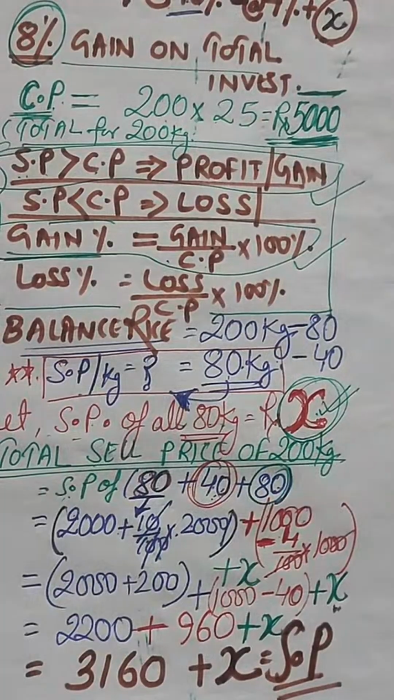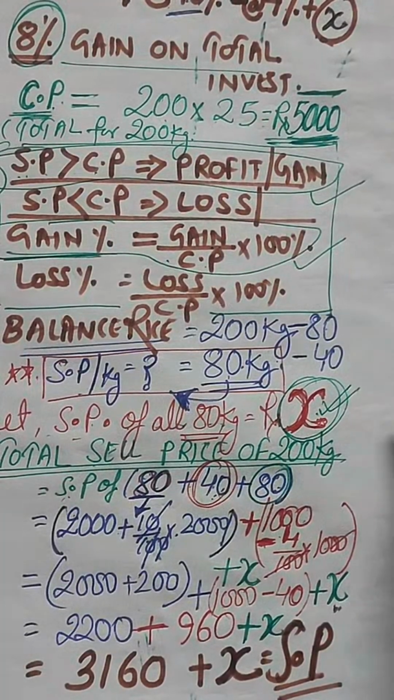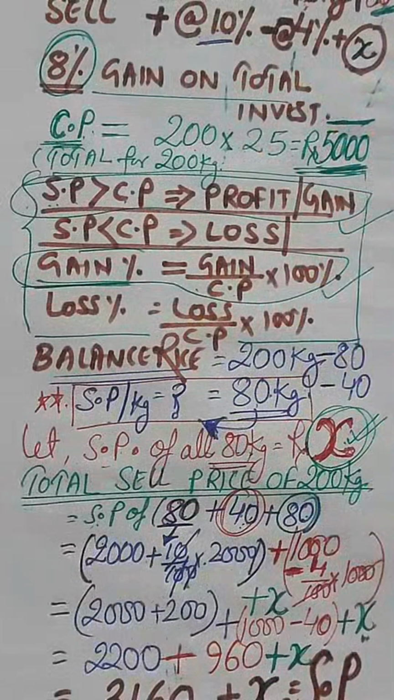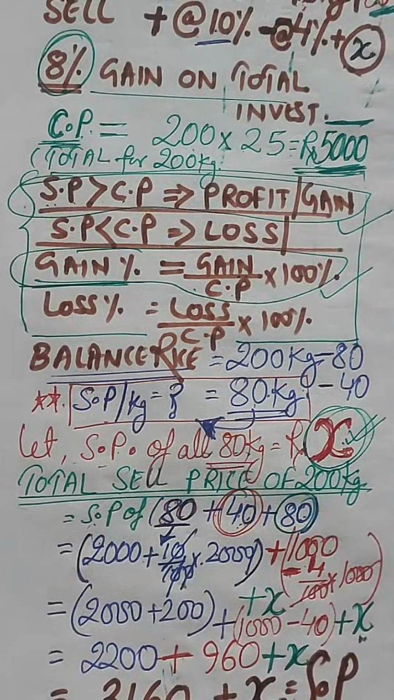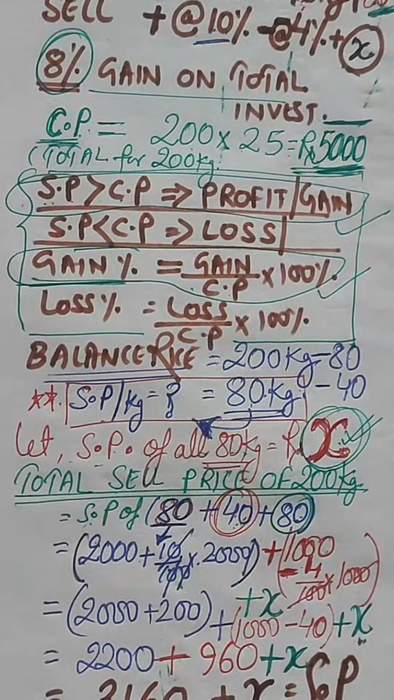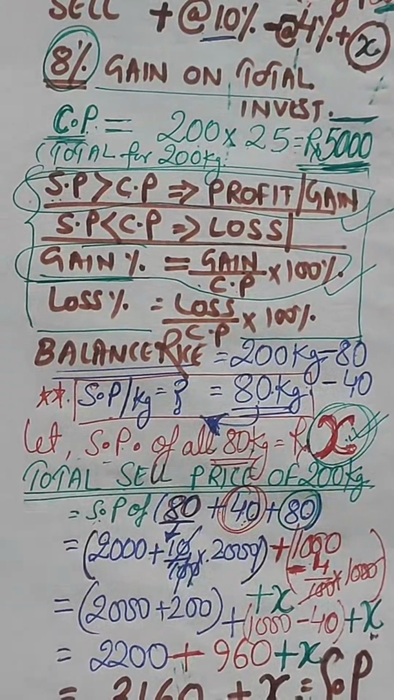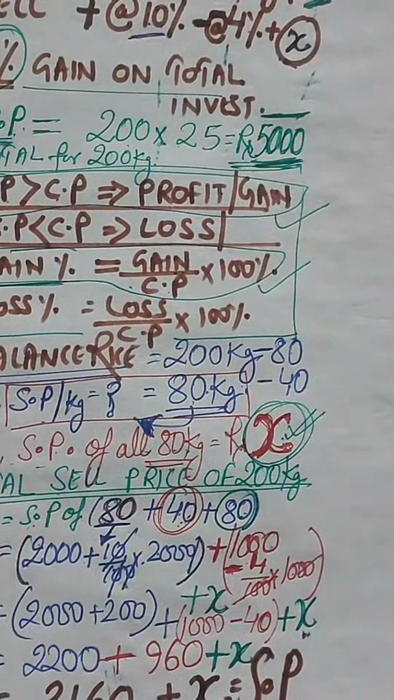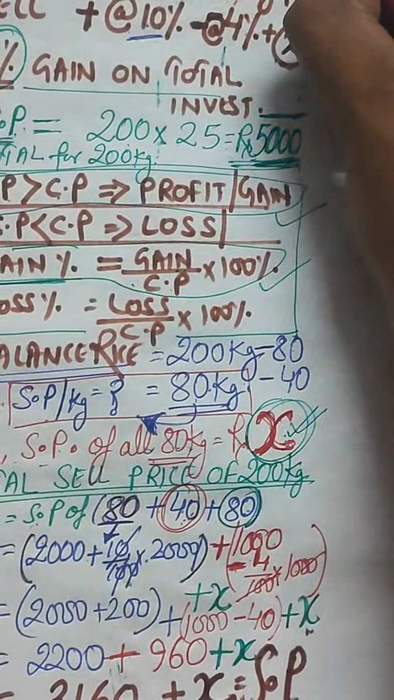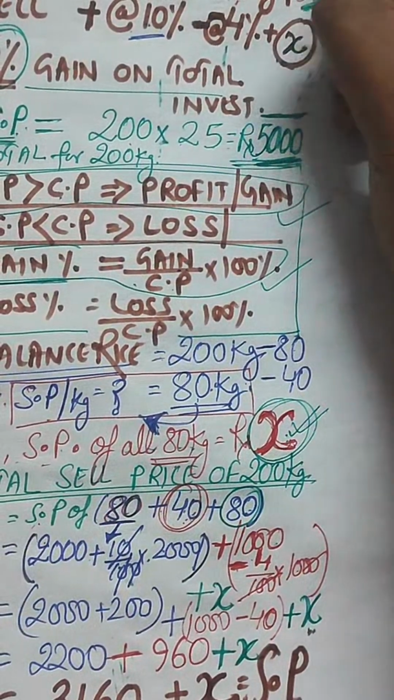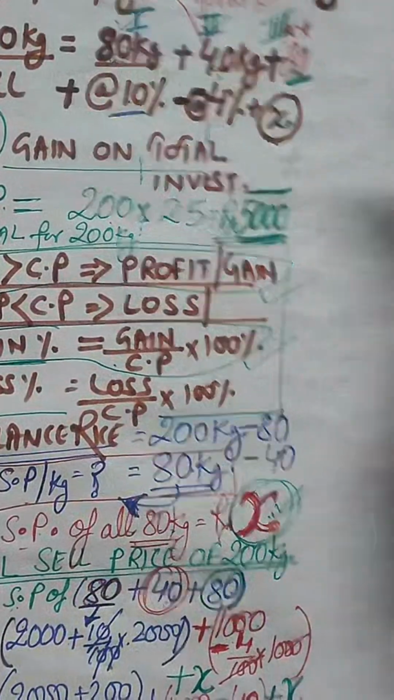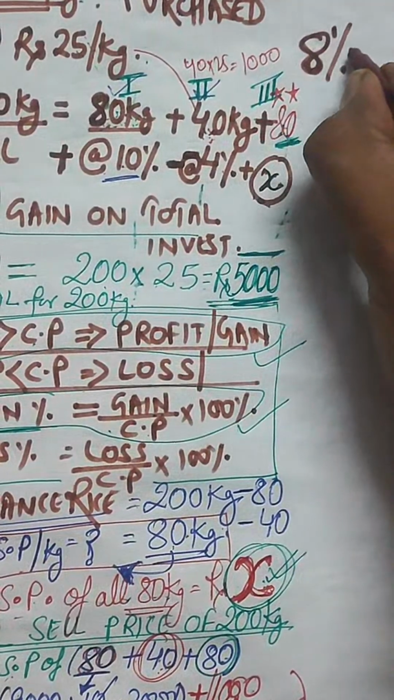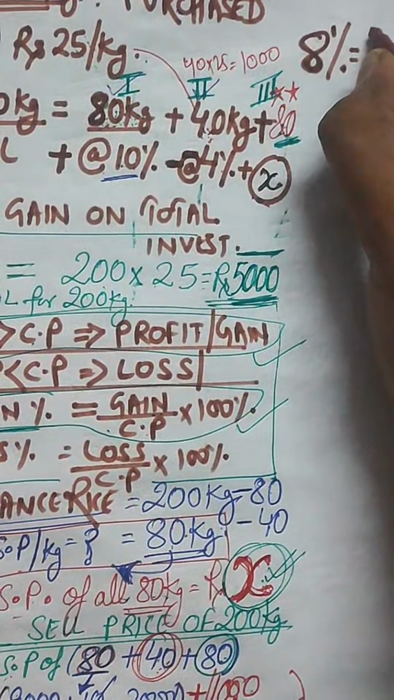Now apply the formula, because it's given that 8% of gain should happen. So that grocer is very smart, because you already make a target that yes, I need to make a profit. So at what rate is he selling the balance? So here I'm writing 8% of gain.